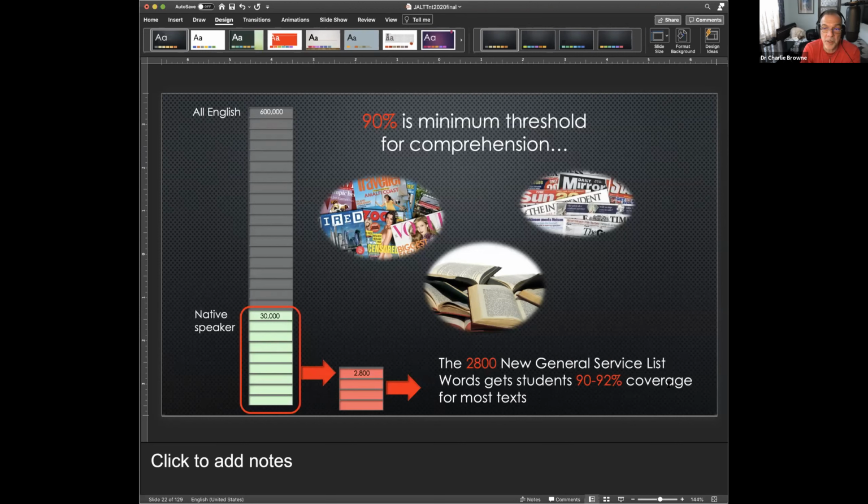For spoken materials, some of my graduate students have done research on how the NGSL covers things like TV shows like Friends or movies like Star Wars, and the answer is even higher. It's like 95, 97% coverage for listening materials. So it offers pretty high coverage for a very small number of words.